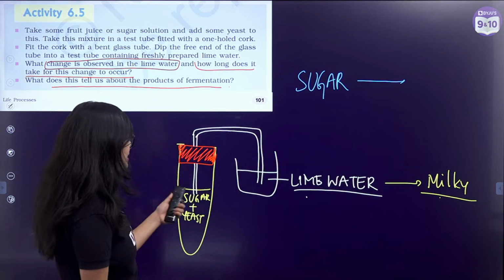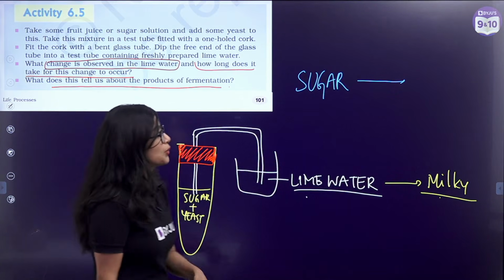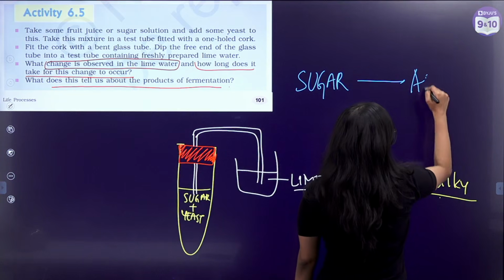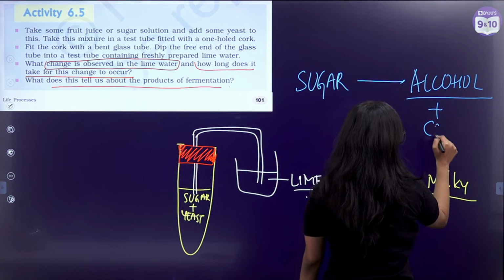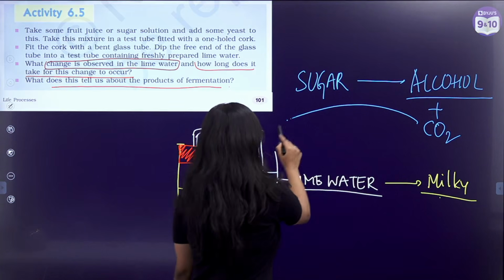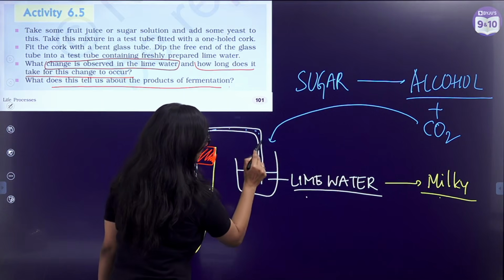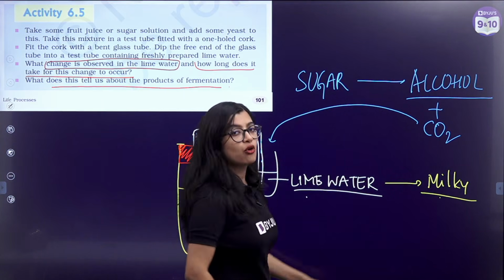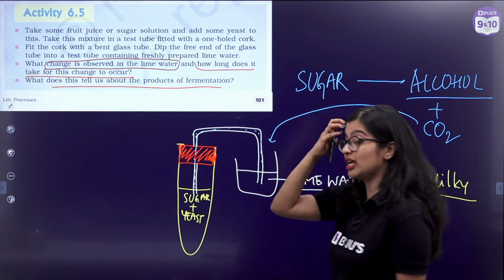Because we know that this is tightly fitted, but still breakdown of sugar is happening by yeast, wherein we see that alcohol is produced. So we know that alcohol is produced and as a byproduct, carbon dioxide is given out. And this carbon dioxide is given out as a gas, which of course travels up, reaches your lime water, reacts with lime water and makes it milky. Yes? So now we know the answer to all the three questions.